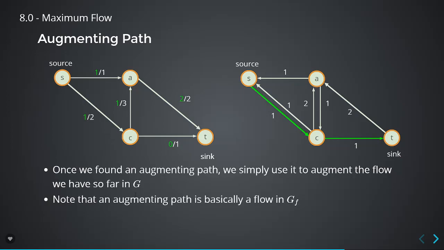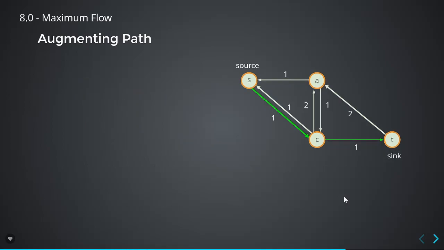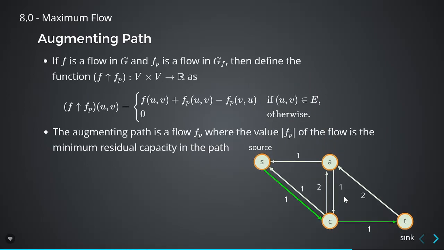Now, I also say here that the augmenting path is a flow in G_f. Not sure how important this is. Well, it's technical, it's formal, it's nice. And this is how they do it in the textbook. But if you don't understand this notation here, don't worry too much about it.